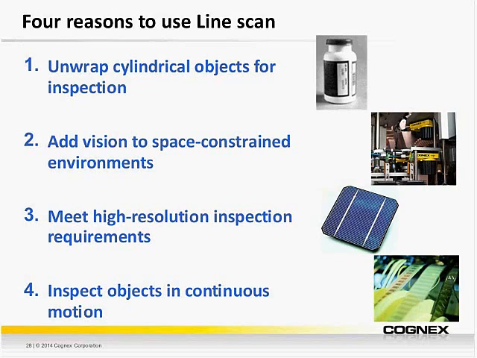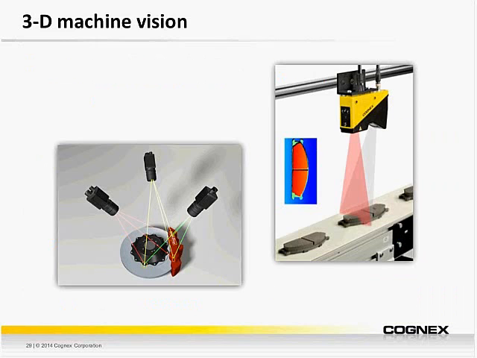Second, if you need to fit vision into a tight space, for example, if you want to peek through rollers on a conveyor to view the bottom of a part, line scan systems can generally provide a much higher resolution than traditional cameras. So if you need more resolution, line scan can be a good choice. Also, because the line scan systems require parts to be in motion in order to build the image, they're very well suited for applications where products are in continuous motion.